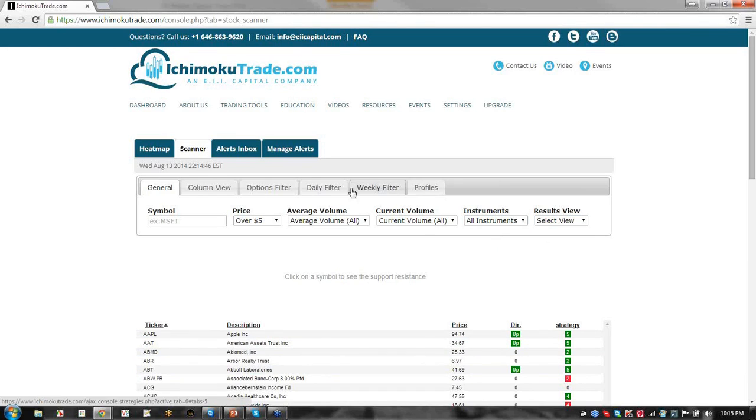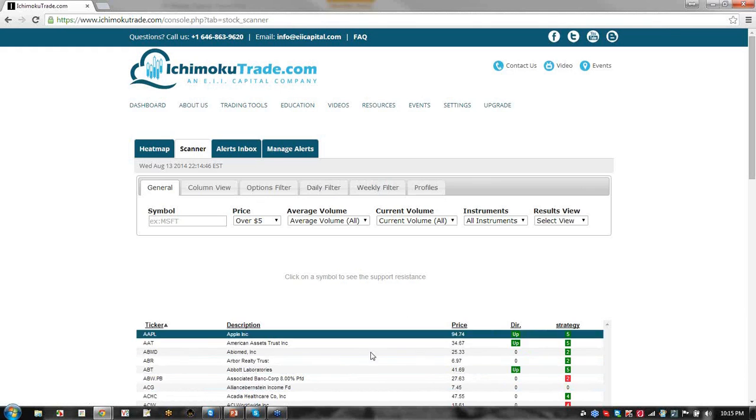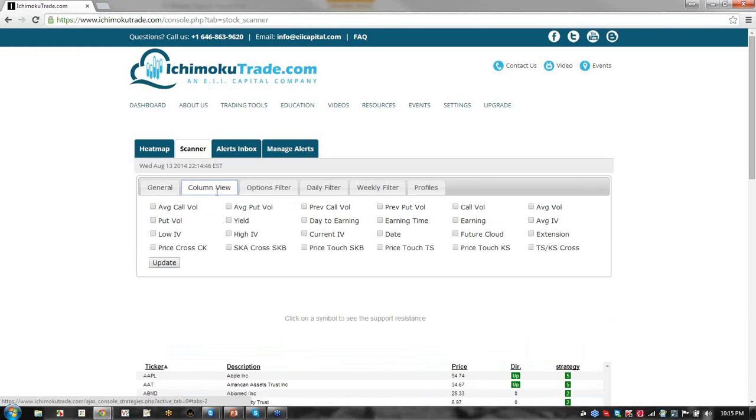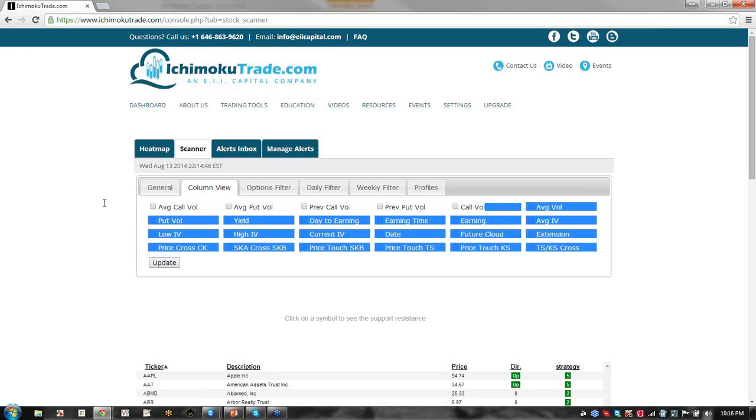Yes? Next, what do I want to see in my display information here? If I come to column view, I now have information where I can see various Ichimoku values, various option values, various other things. Right here, this gives you the average 20-day call volume for options. This gives you the average 20-day put volume. This gives you the previous day's call volume, the previous put volume, and the call volume today, and so forth. So this is more option related.